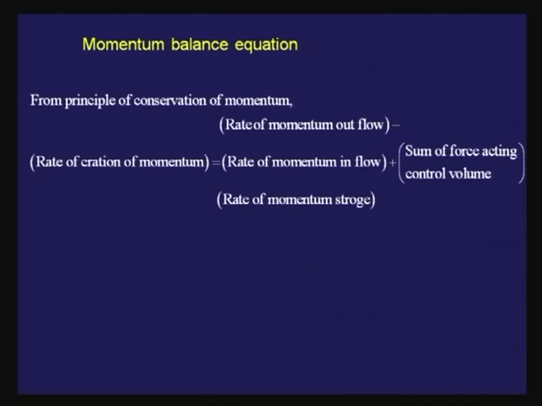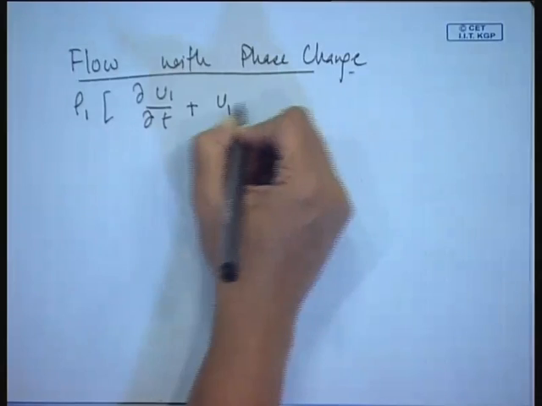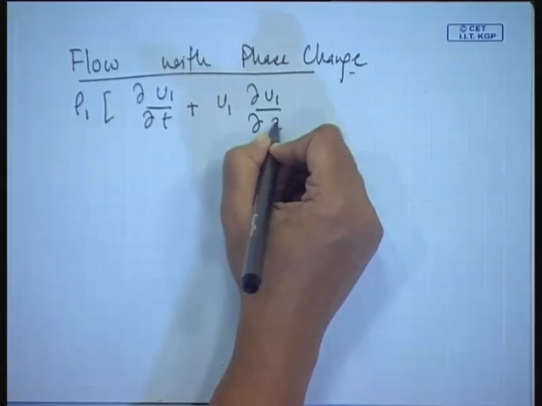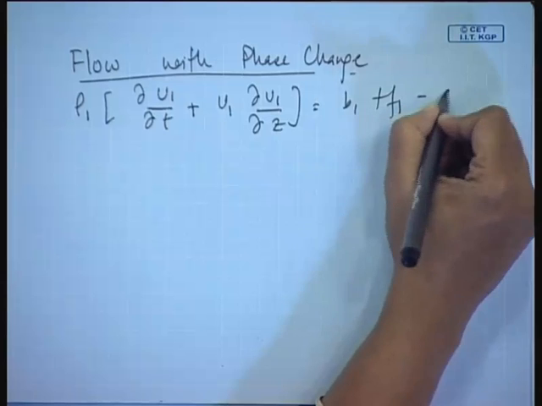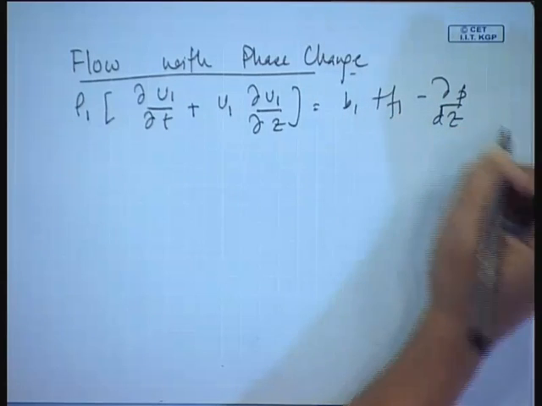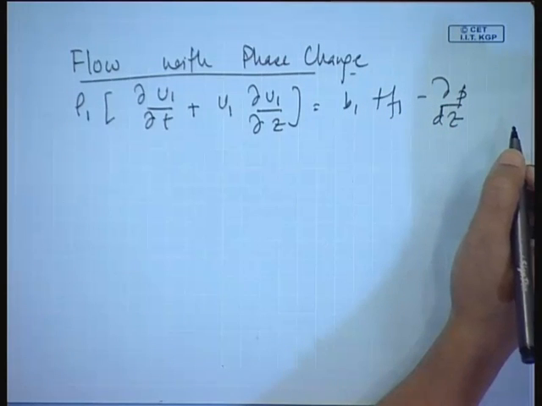So, the very basic equation which I had written down there was rho 1, del u1 del t plus u1 del u1 del z, equal to b1 plus f1 minus del p del z. Do you remember, from there itself we had started the derivation?